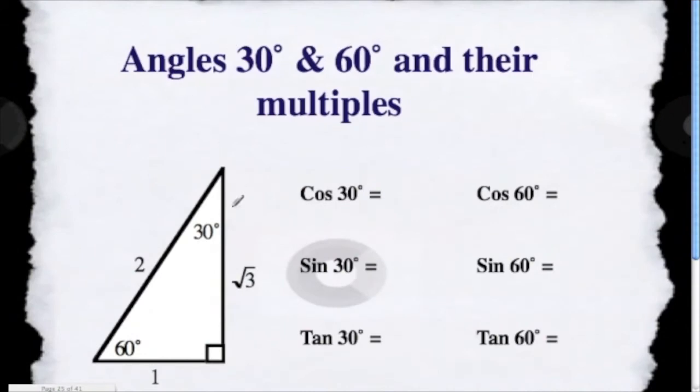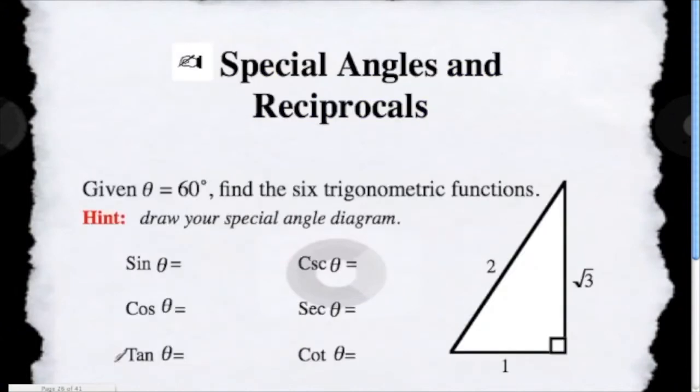The other ones you're going to get to really know are the 30 and the 60, because those are the other two exact ones you're going to be using. Make sure you know their reciprocals. So let's go quickly over reciprocals. If I was given that theta, I'll make theta right here. I forgot to put that in.